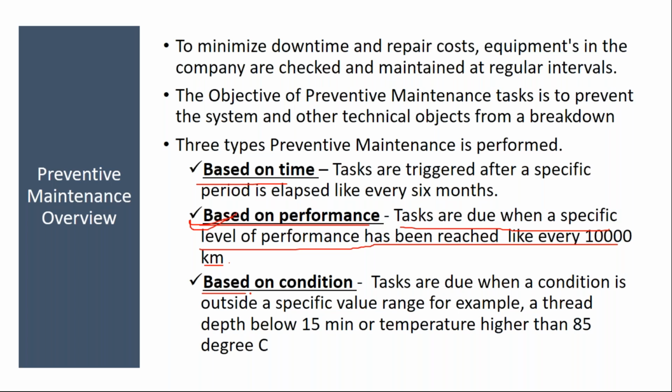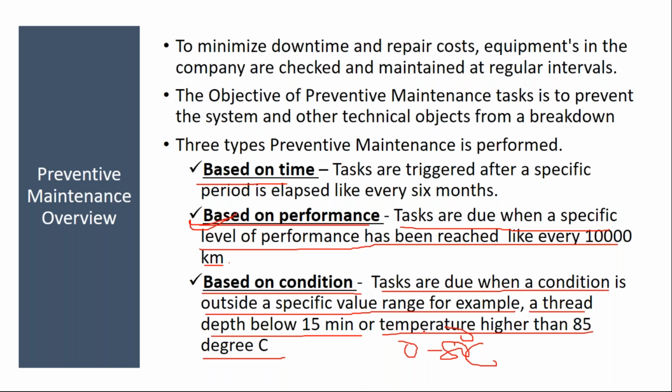And the last one is condition based. Tasks are due when a condition is outside a specific value range. For example, a tread depth below 15 millimeters, or temperature higher than 85 degrees centigrade. Here you expect your equipment to have certain conditions, like temperature. Equipment temperature has to be between 0 and 80 degrees. Suddenly the temperature is showing 85. Then there's a problem, so you have to do preventive maintenance. This is based on condition.